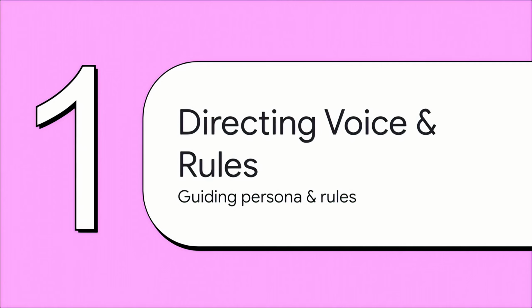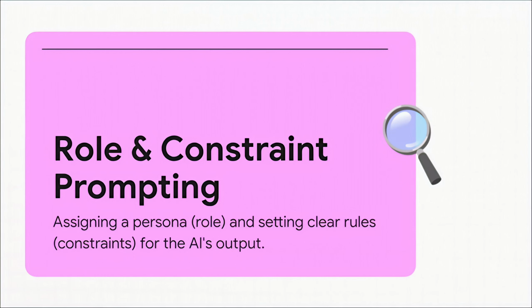All right, first up, directing voice and boundaries. Think of this as the foundation for taking back control. We're moving past just asking simple questions and getting into explicitly telling the AI who it needs to be and what rules it has to play by. Okay, the two key techniques here are role prompting and constraint-based prompting. They're good on their own, but wow, they are so much better together.